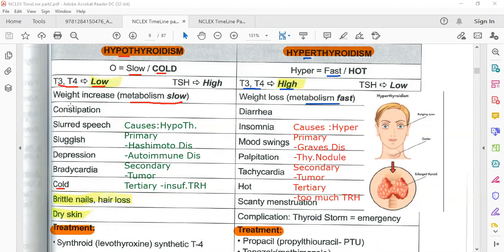Constipation, weight gain, because metabolism is slow. If metabolism is slow, the patient develops weight gain, or weight will be increased. And also they said thin hair, hair loss, brittle nails, fingernails, and also the patient develops depression.